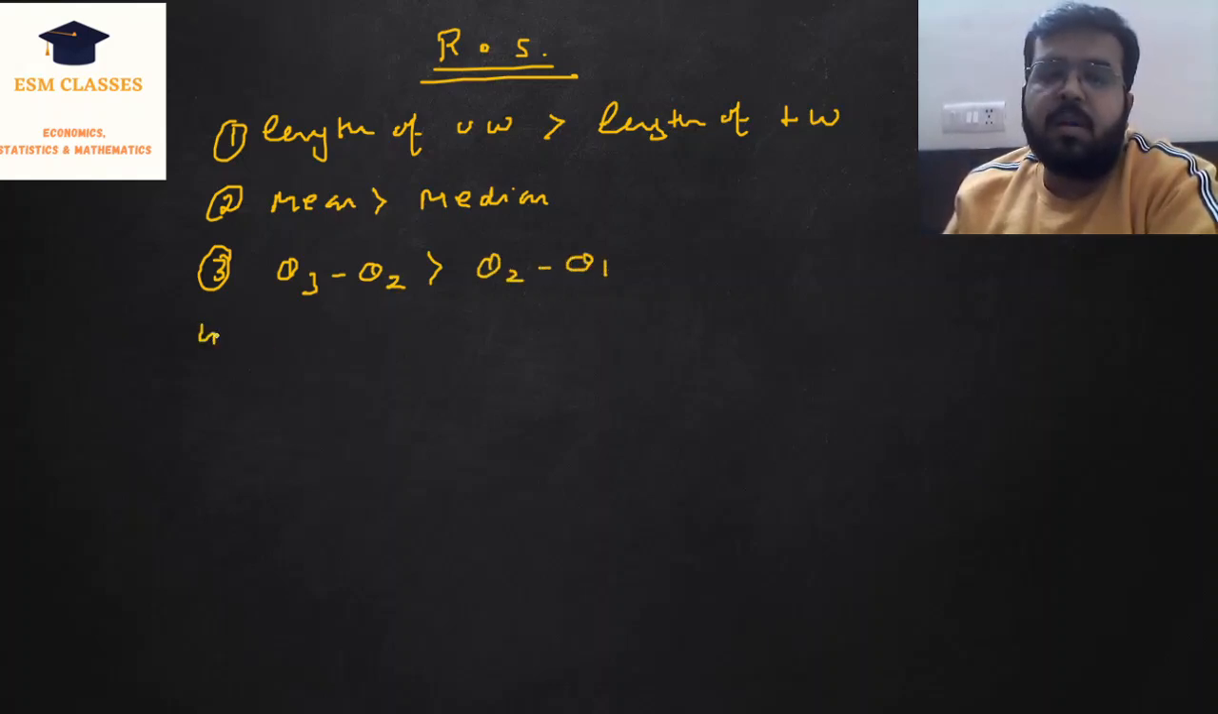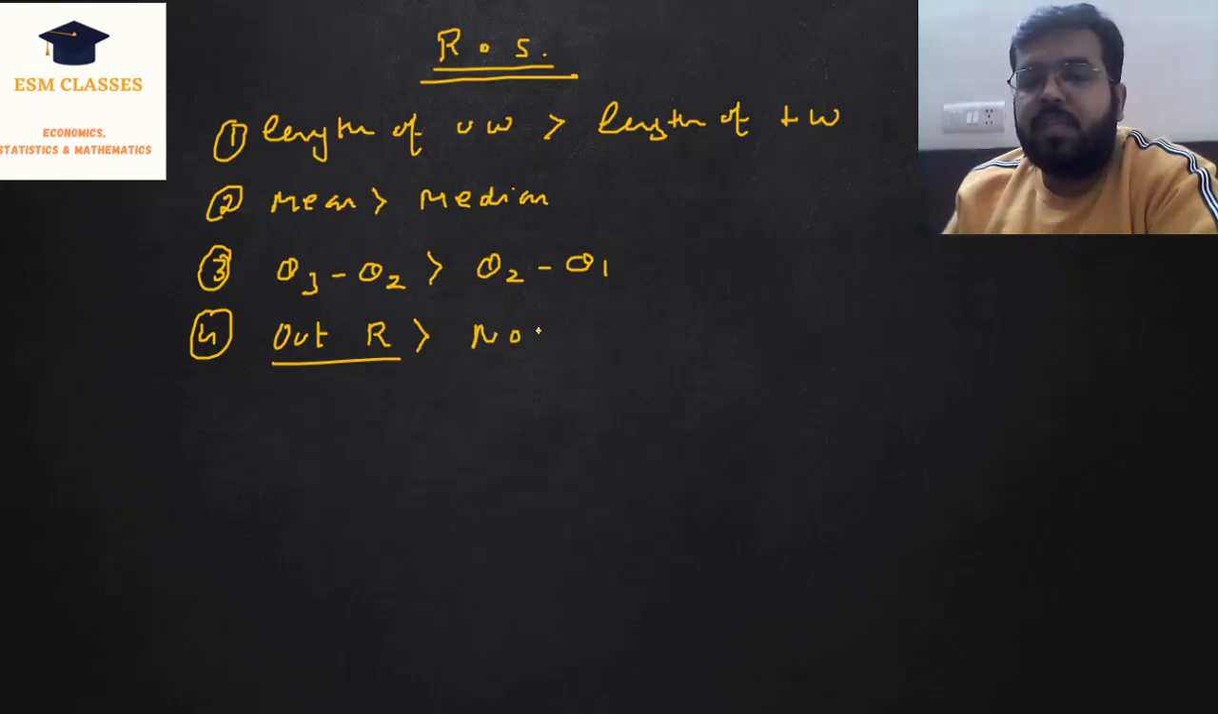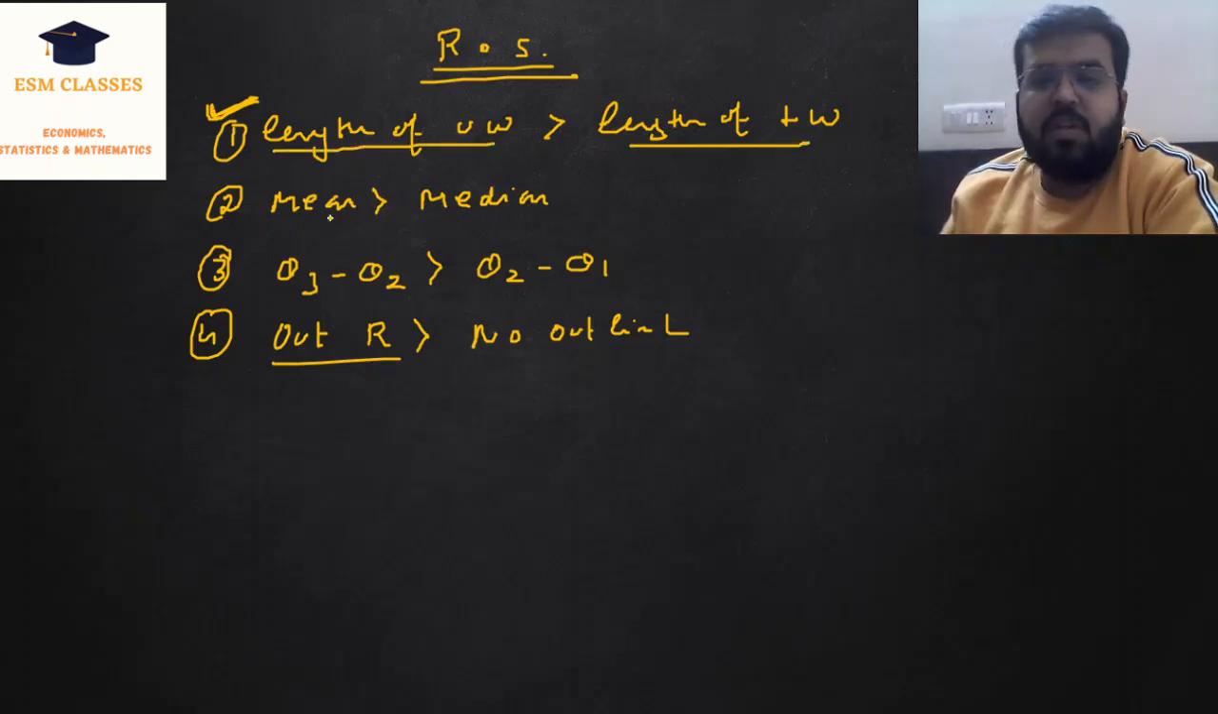We can also see that we have outliers towards the right side, and maybe there are no outliers towards the left side, right? So if this condition is satisfied, we say that this is right skewed. Again, in this case, we need to see the diagram, and I have written all these conditions. So if any one condition is satisfied, we can say that it is right skewed.